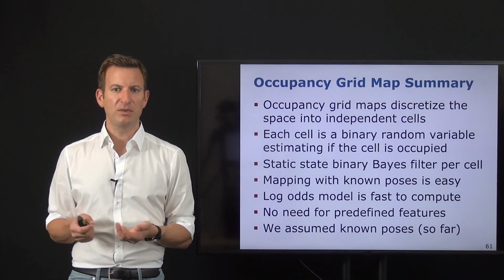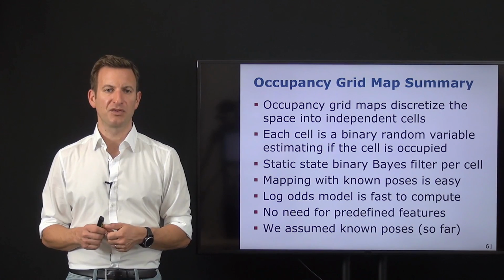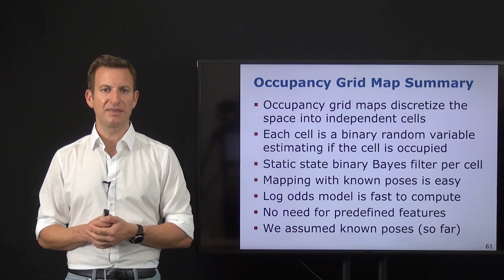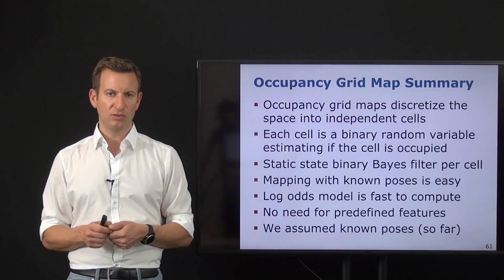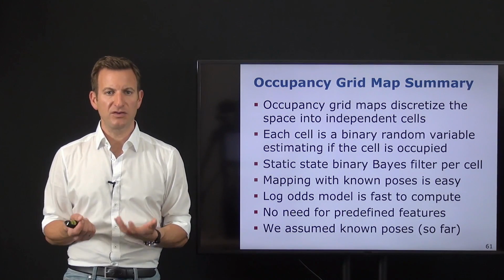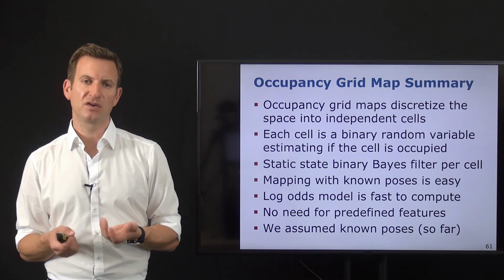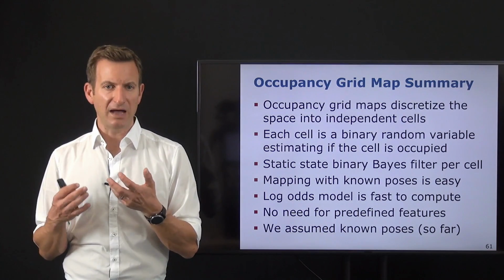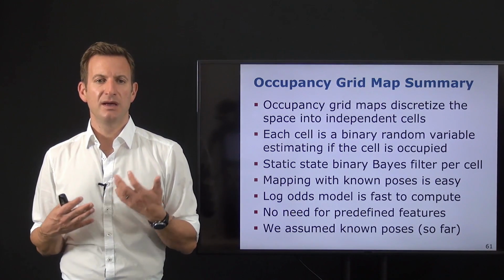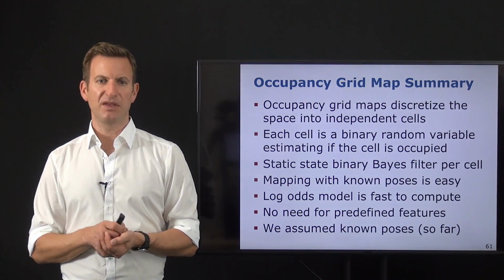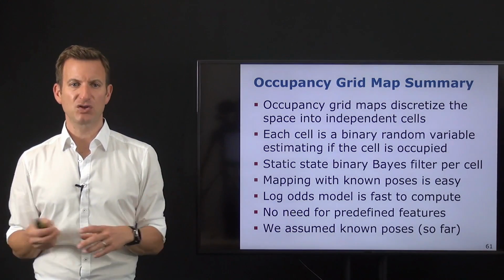So it's mapping with known poses. Mapping with known poses is relatively easy. We could easily write that down over here, and so far we assume to have known poses. Of course, the situation changes if your poses are unknown, because then the uncertainty of the pose information adds an uncertainty to which cells you should update.